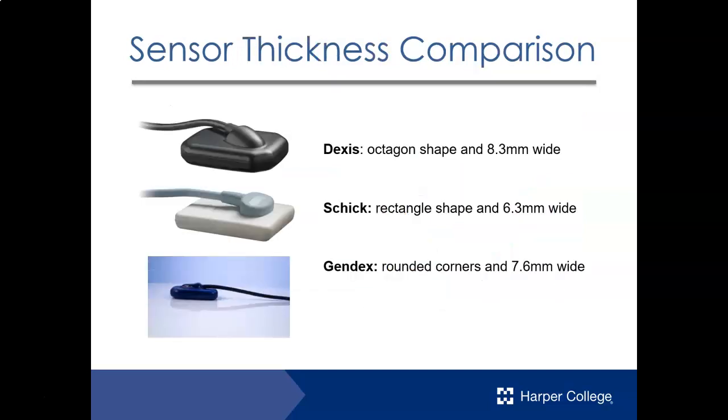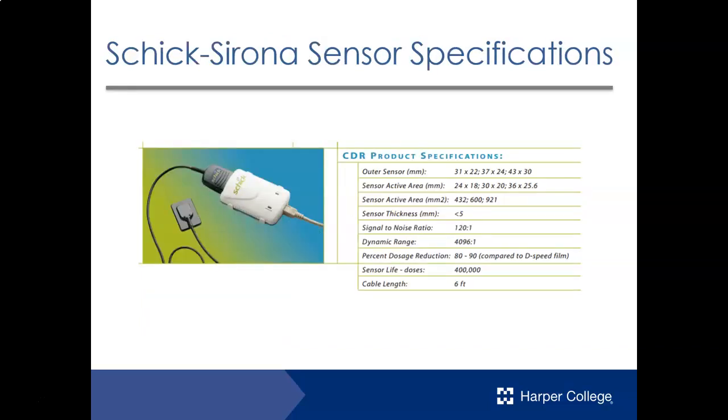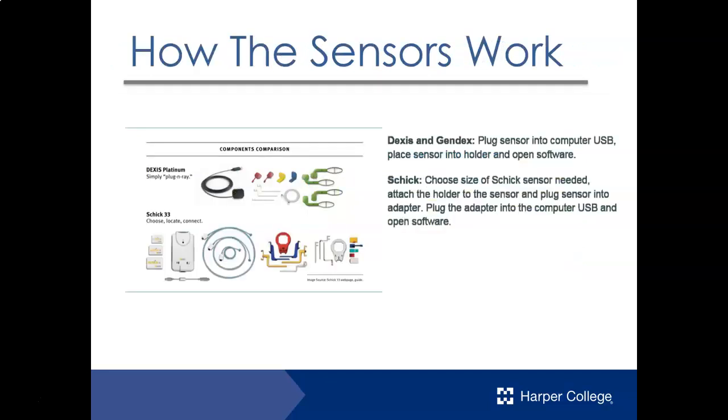This is another view of the 3 sensors showing the backside and thickness of each sensor. These are the specifications of the Schick sensors, but these change with each new sensor version. Dexis and Gendex sensors plug directly into the computer USB port, whereas Schick requires the sensor to be plugged into an interface module, which plugs into the computer USB port.